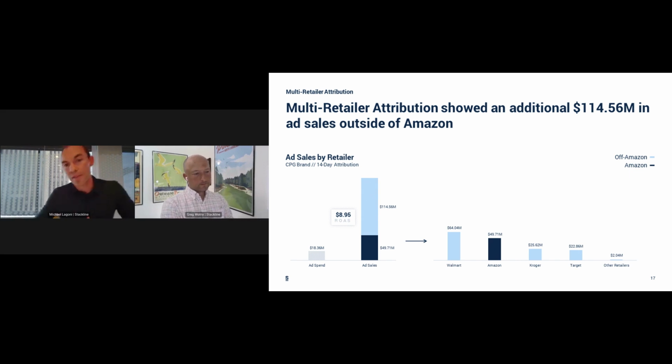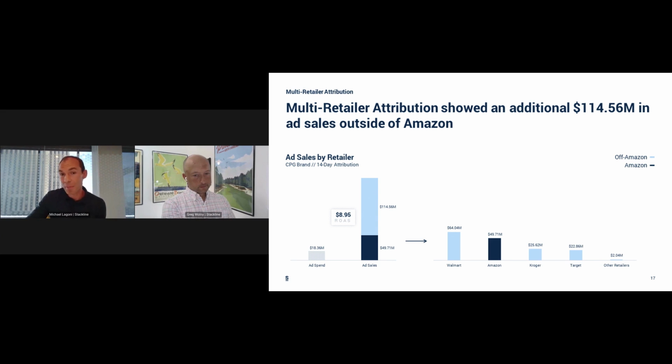we can now even break this out by retailer. So in this example, you can see that $64 million of the sales occurred at Walmart after the customers clicked the ads on Amazon. So kind of interesting to see that consumer behavior, right? Where maybe they were doing some research on Amazon that morning, but that afternoon they ended up in a Walmart store and they remembered the product or they remembered the brand and they went and found it in the aisle.